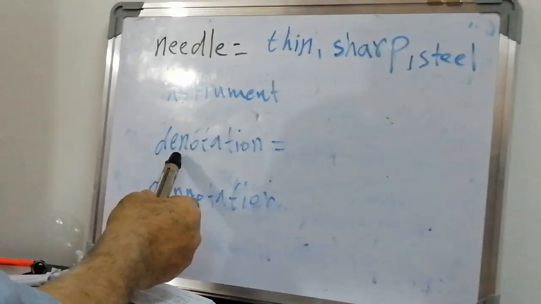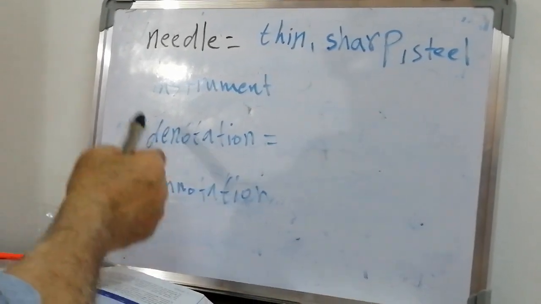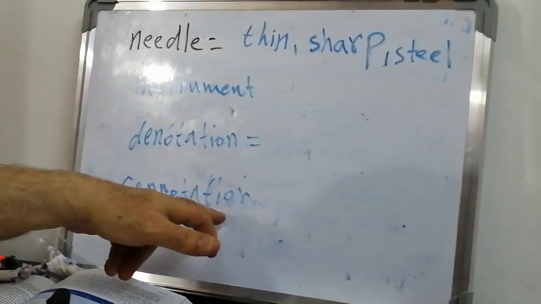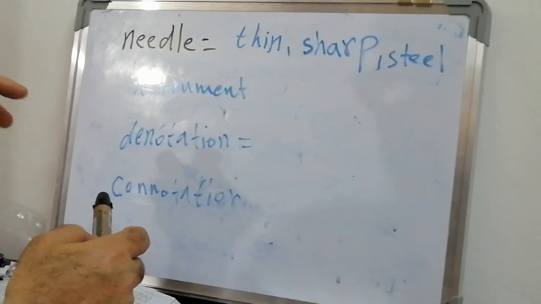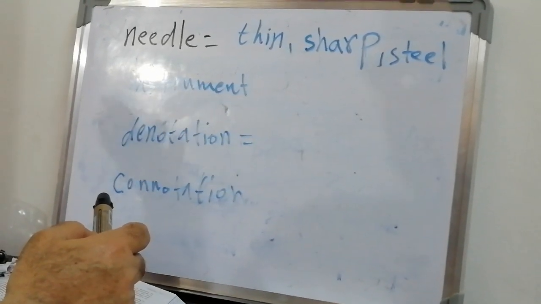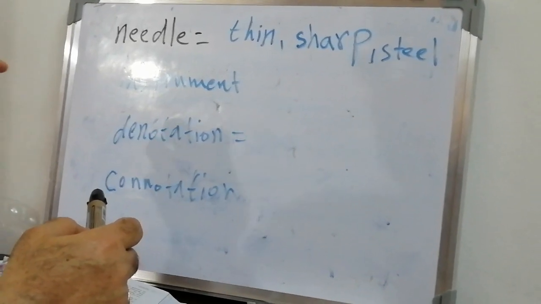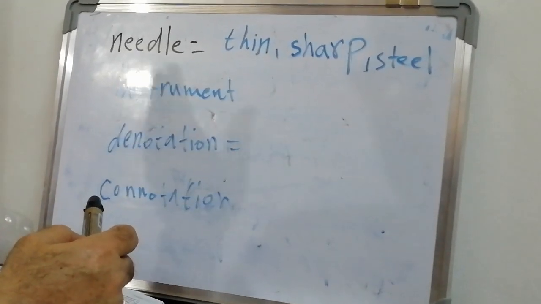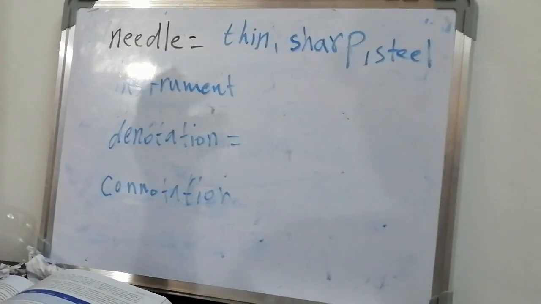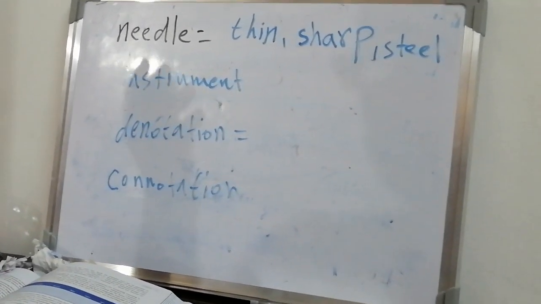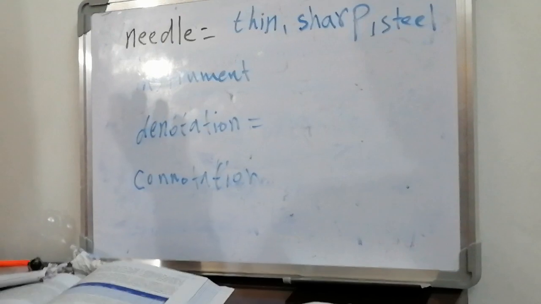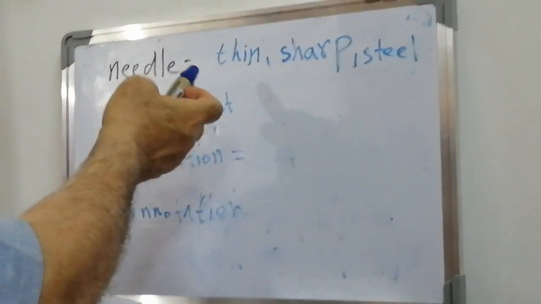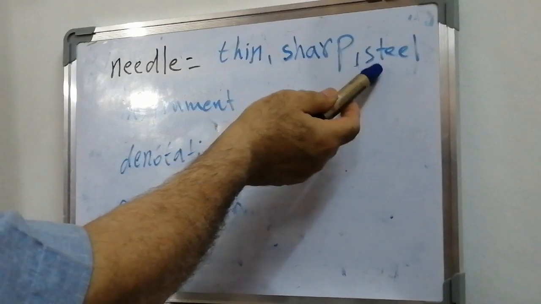Here we can make use of these two terms, denotation and connotation. Denotation, the literal meaning of the word, the meaning which we find in the dictionary, and it is almost fixed. Fixed meaning. It doesn't change. When we go to a dictionary which was published, say, 100 years back, and a dictionary nowadays which talks about the denotational meaning of the word needle, definitely it is going to give me this information: thin, sharp, steel instrument.